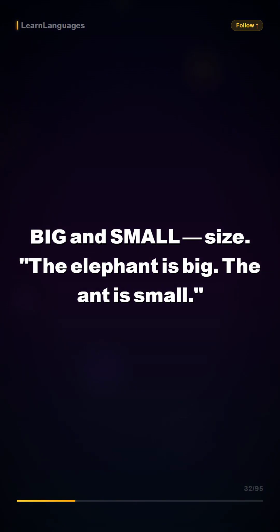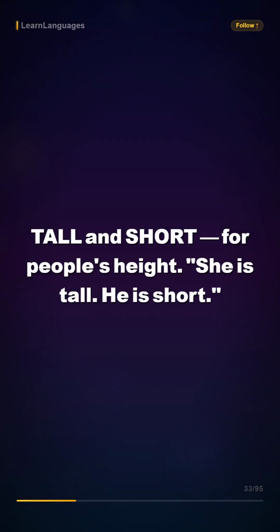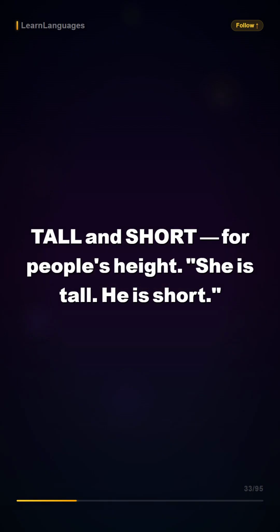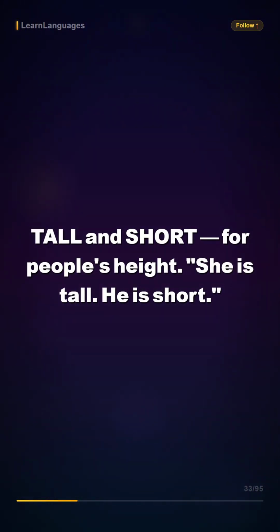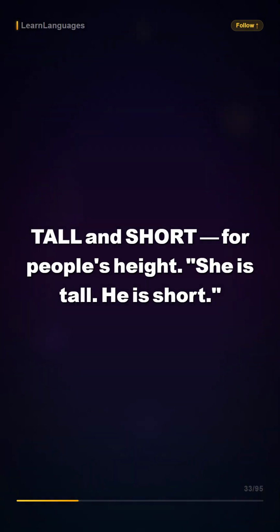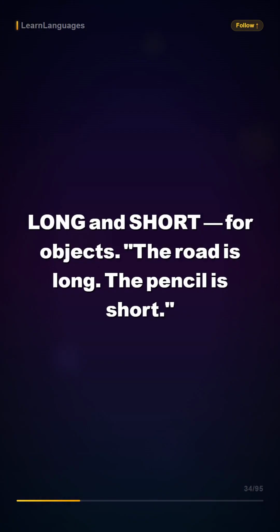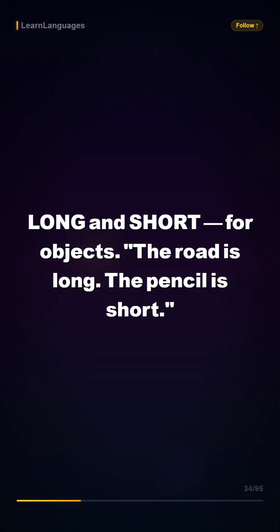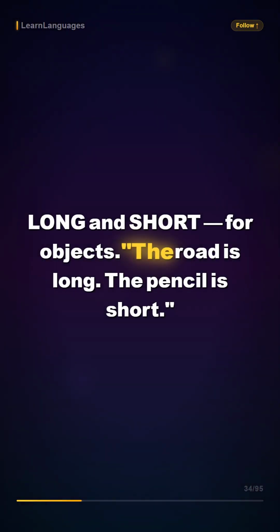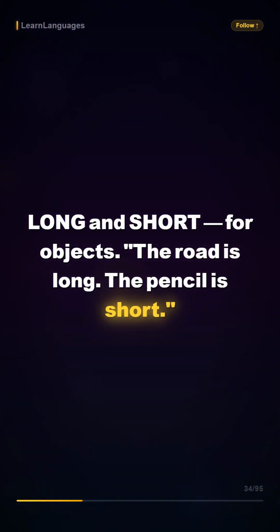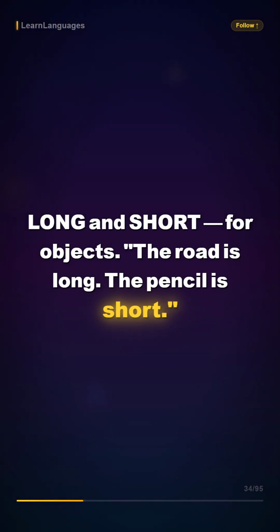Big, small. Tall and short. We use these for people's height. She is tall. He is short. We also use long and short for objects. The road is long. The pencil is short.